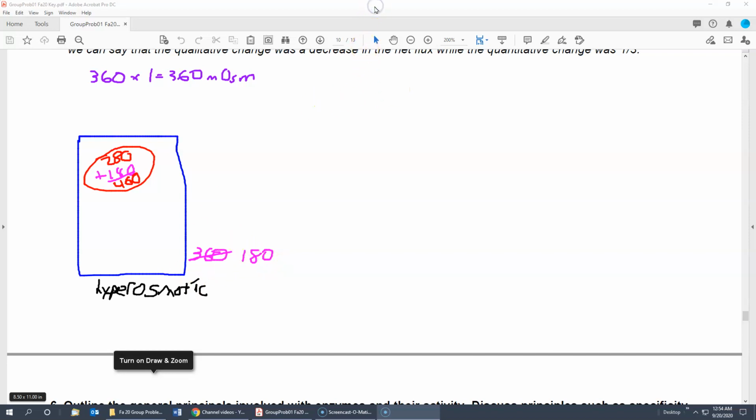Now I want to show the direction of water movement. So you draw an arrow to the biggest number, 460 inside the cell, 180 outside the cell. So my arrow is going into the cell, which means the direction of water movement is going to be into the cell. And because water is going into the cell, it's going to get larger. Cells get larger in a hypotonic solution. So even though this was hyperosmotic, its tonicity is hypotonic. And that's how you do these problems.